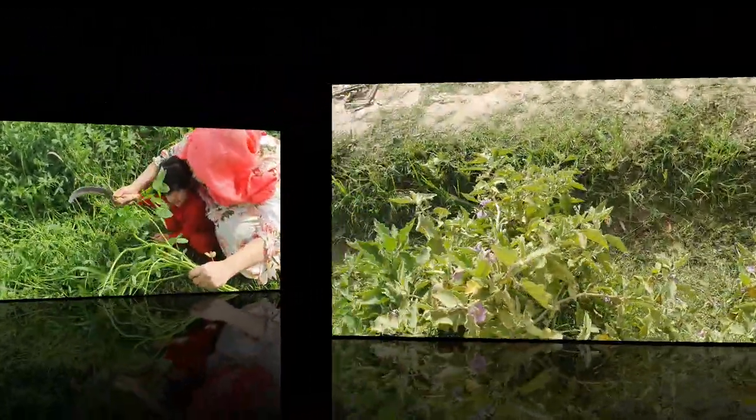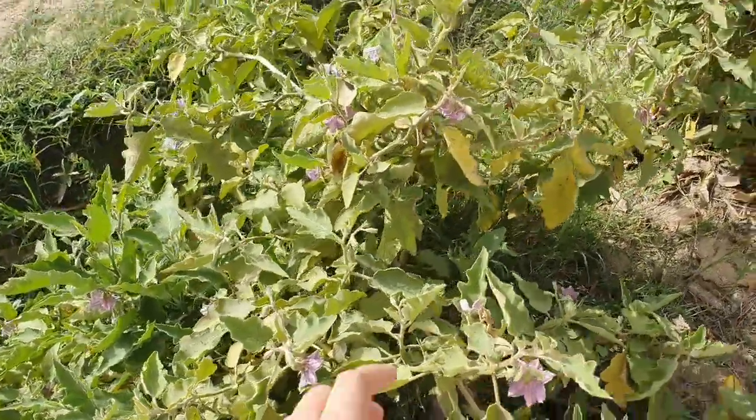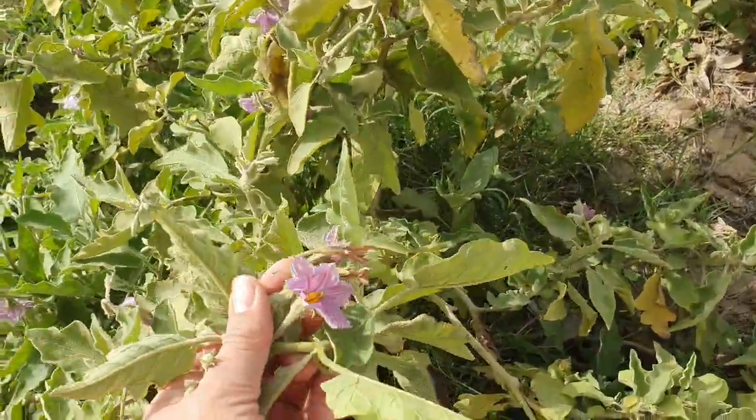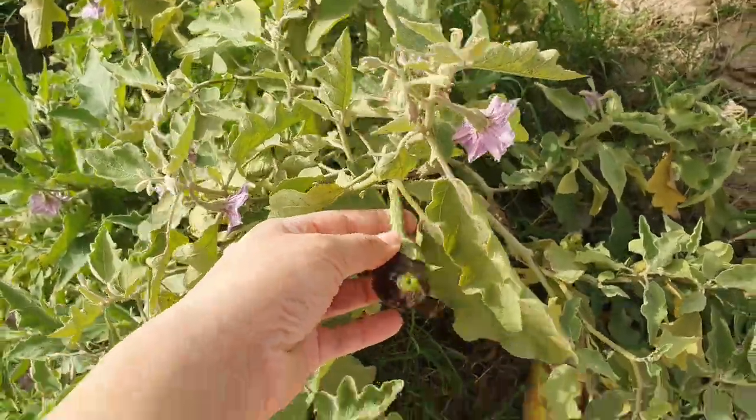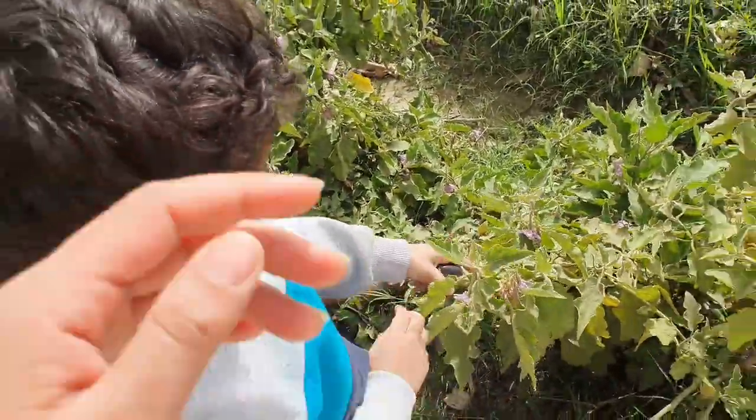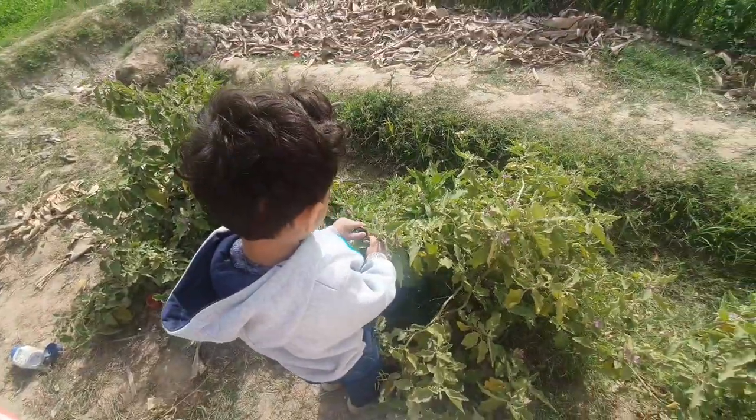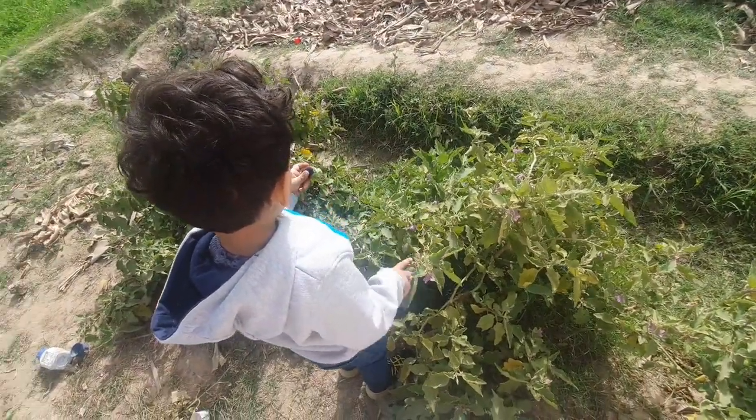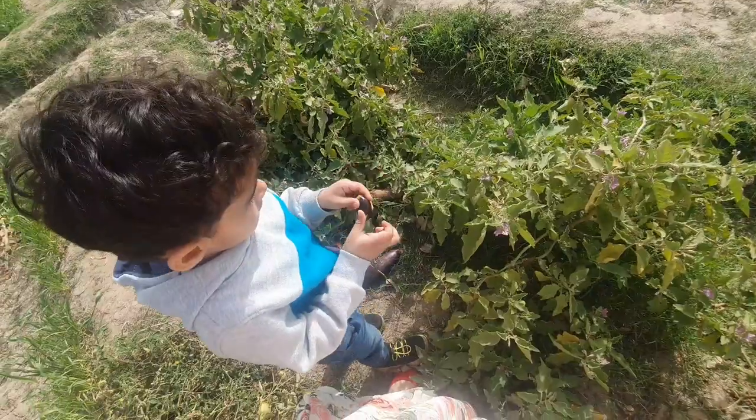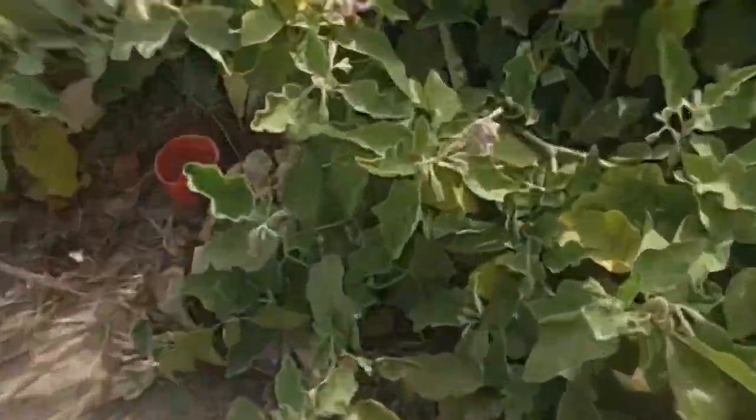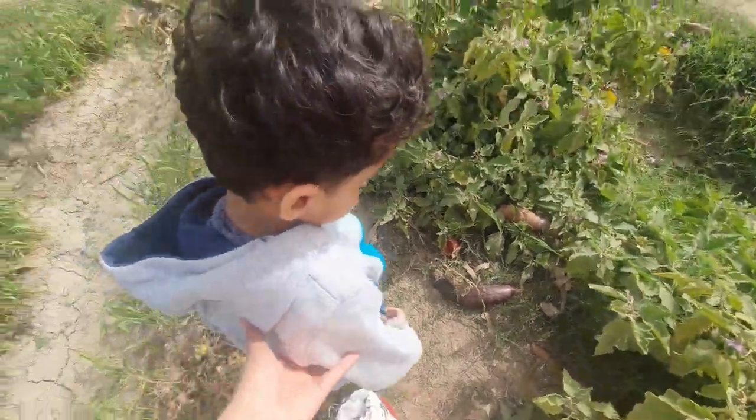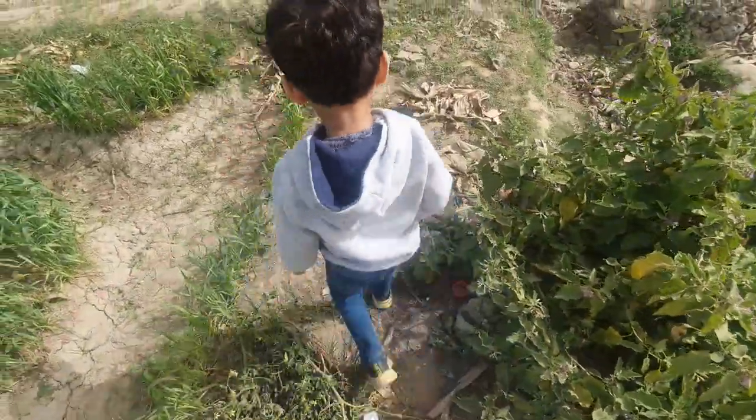These are eggplant crops. These are the eggplant flowers. Look at this, a small eggplant. This is not ready. Eggplant. What is this? Eggplant. Don't. You take it out. Now you want to cook it? Okay, let's go and cook it. Put it in your pocket. We are going to cook it later. Let's go now. This small eggplant is for you now.